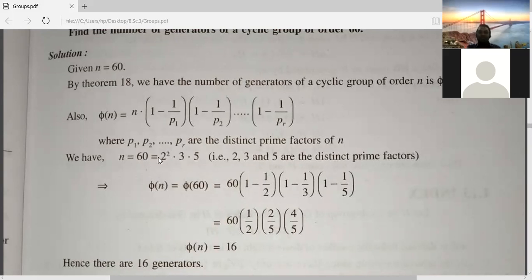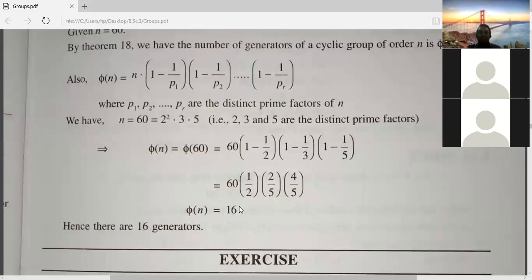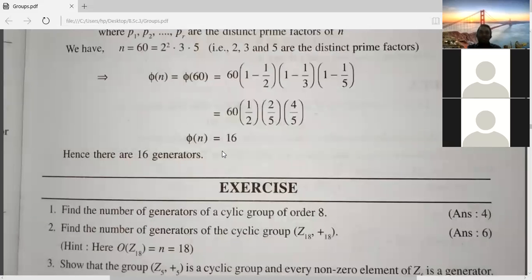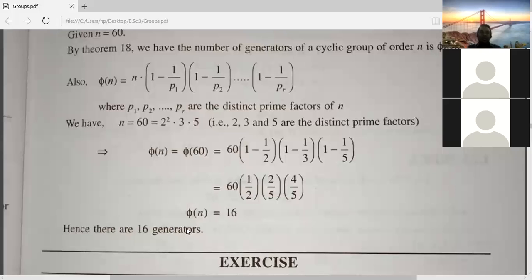Now, 60 you have to express as a product of primes. This is the way to express it. The primes 2, 3, 5 are there. This is p1, this is p2, this is p3. That means p1 equal to 2, p2 equal to 3, p3 equal to 5. Three numbers are there. Now 1 minus 1 by p1 means 1 minus 1 by 2, 1 minus 1 by 3, and 1 minus 1 by 5. If you simplify, you will get phi of n equal to 16. So the number of generators of the group of order 60 is 16.